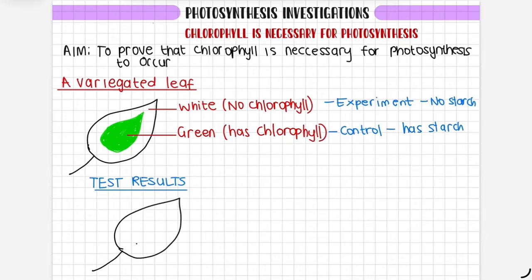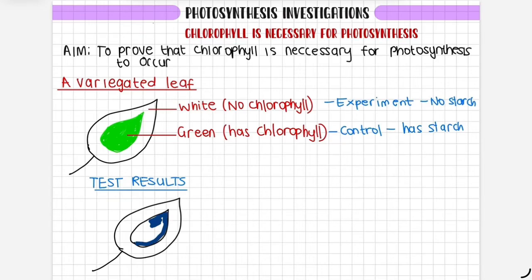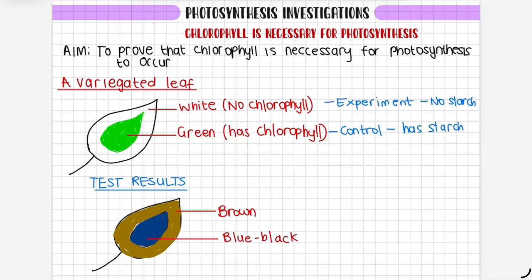In this case, we are not going to de-starch our plant. This is because we already know that the white part does not contain any chlorophyll, so there's no starch present there. So if you were to de-starch this type of plant, and then you do the starch test, all parts will remain brown. However, in this test result, the part that is green will turn blue-black, and then the part that is white will remain brown.